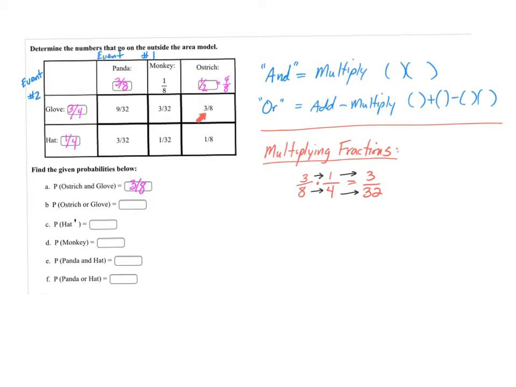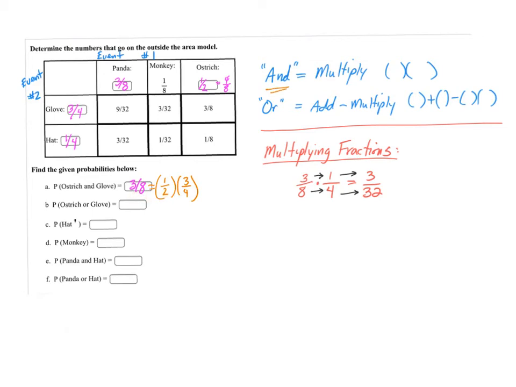Now, if I ask you how to figure that out mathematically, you're going to take that same question and you're going to go like this. You're going to say, well, when it's and like this, the and is multiply. So you just take 1/2 times, for the ostrich, times your glove, which is going to be 3/4. And 1/2 times 3/4 also makes the same answer, 3/8.